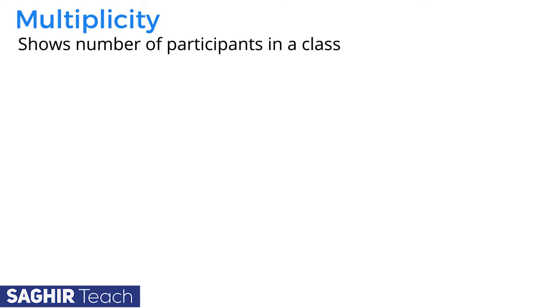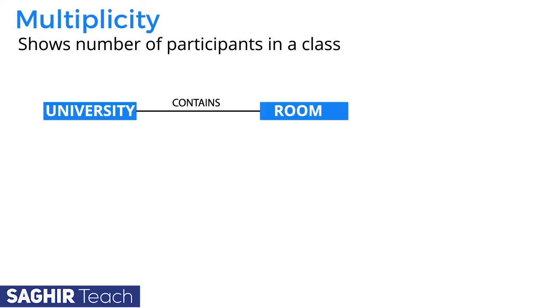The other important part is the multiplicity of the class diagram. Multiplicity exactly shows the number of participants in a class. Like in this example, university contains rooms. Contains is the association between university and room classes. And if we show the multiplicity, one university contains 40 rooms. So this shows the number of instances of the classes that are participating.